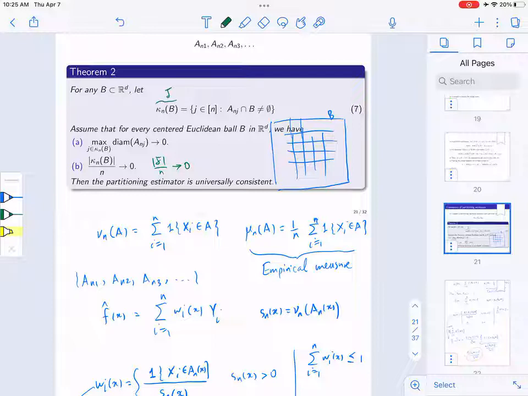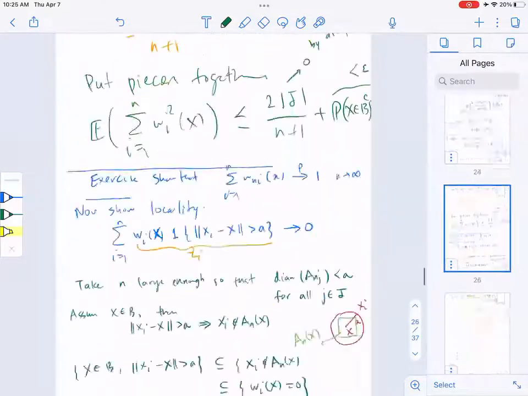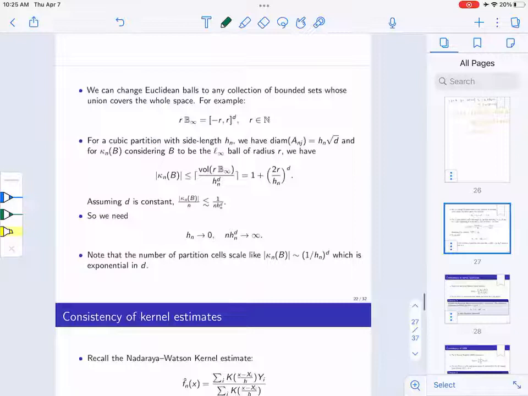Sounds good. And then for the cubic case, we did the calculation last time. The conditions are the diameter goes to 0, which means the side length of the cubes goes to 0, and then this other condition has to hold, because you can imagine the volume of these cubes scales with h to the d. So the number is basically how many you have, like 1 over h to the d. That's roughly how many cubes you get in a bounded set, and then you divide it by n, and this has to go to 0.